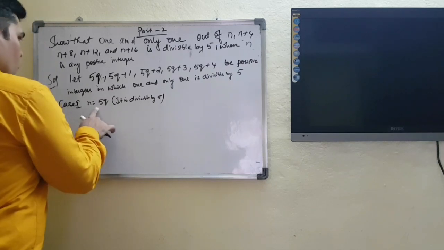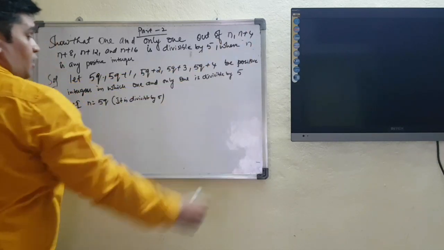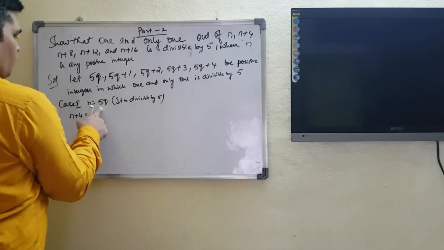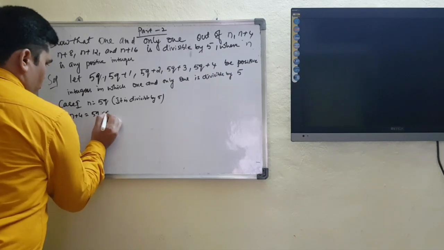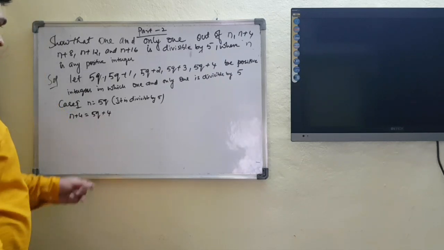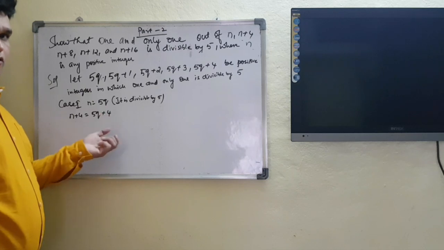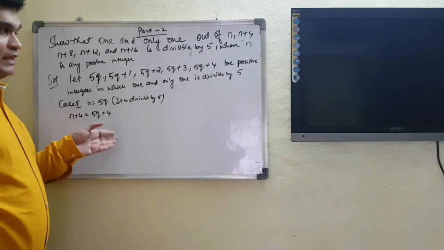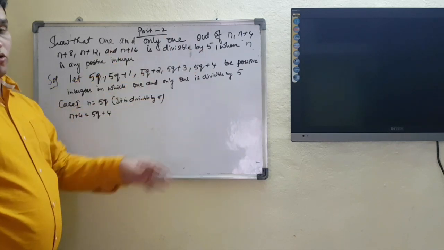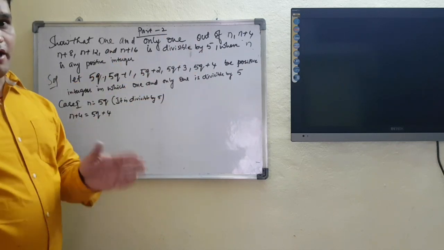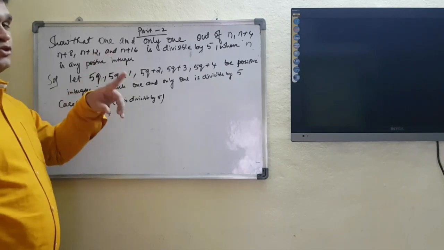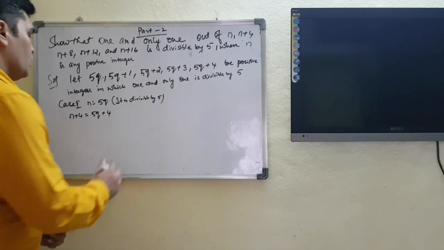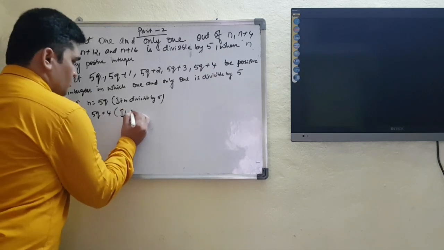Now, same n equal to 5q, I am going to substitute in n plus 4. What is the n value you have taken? 5q. 5q plus 4. What is the remainder? 4. When you take 4 as a remainder, will it be divisible by 5? No, because we know that divisibility by 5 is only when the remainder is either 0 or 5. The remainder is 4, therefore it is not divisible.